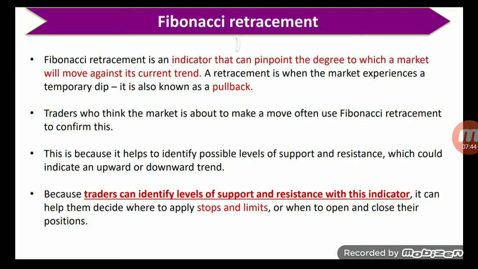Traders who think the market is about to make a move often use Fibonacci retracement to confirm this. When traders think that the market will make a move from the current level, the current trend, then how to confirm it? To confirm it, you can use the Fibonacci retracement. This is because it helps to identify possible levels of support and resistance, which could indicate an upward or downward trend.